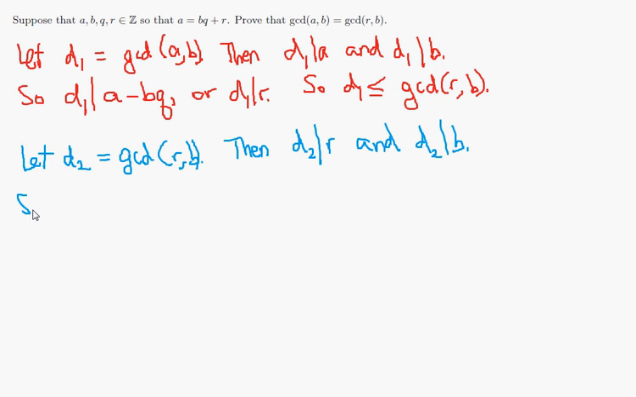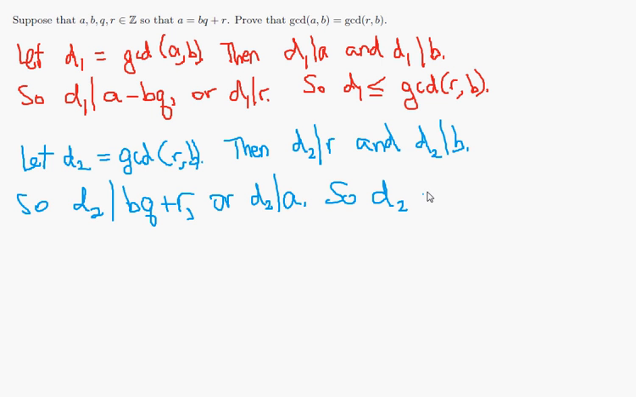So from a theorem that we proved in class, that means that d2 divides b times q plus r, because q is an integer. By definition, that means that d2 divides a, because b times q plus r is equal to a. So therefore, d2 divides a and d2 divides b. So by definition, d2 is a common divisor of a and b. And therefore, that common divisor must be less than or equal to the greatest common divisor of a and b.